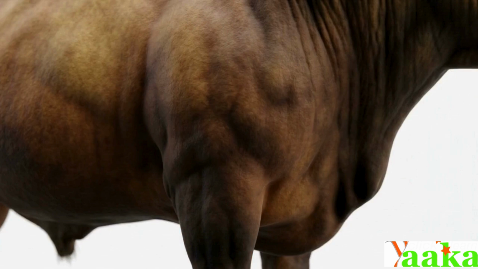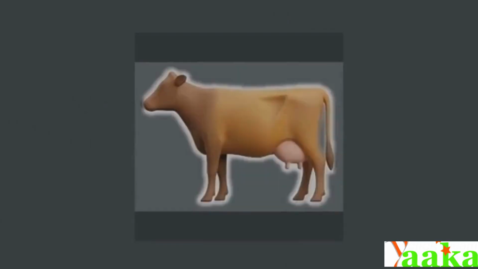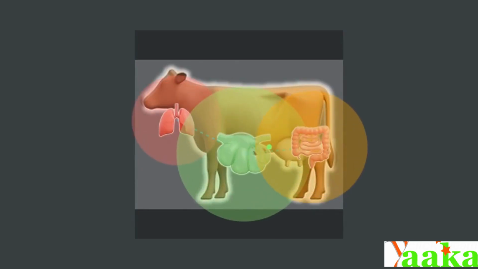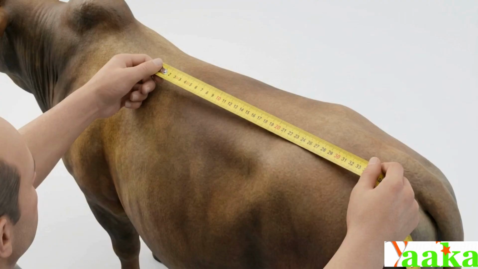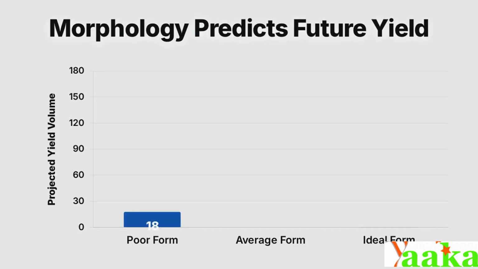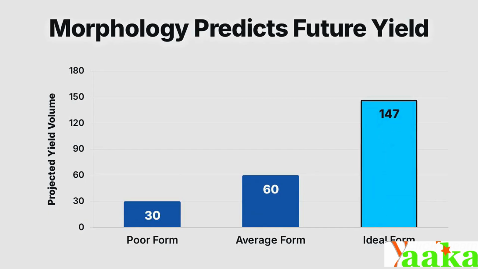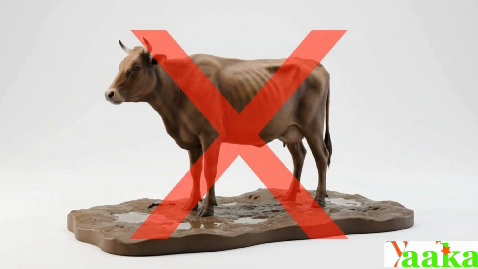External physical traits serve a direct function. The shape of an animal provides a visible map of its internal physiological engine. By learning to properly read the surface of the animal, we can accurately predict its future productivity and capacity for yield. Poor selection has immediate consequences.